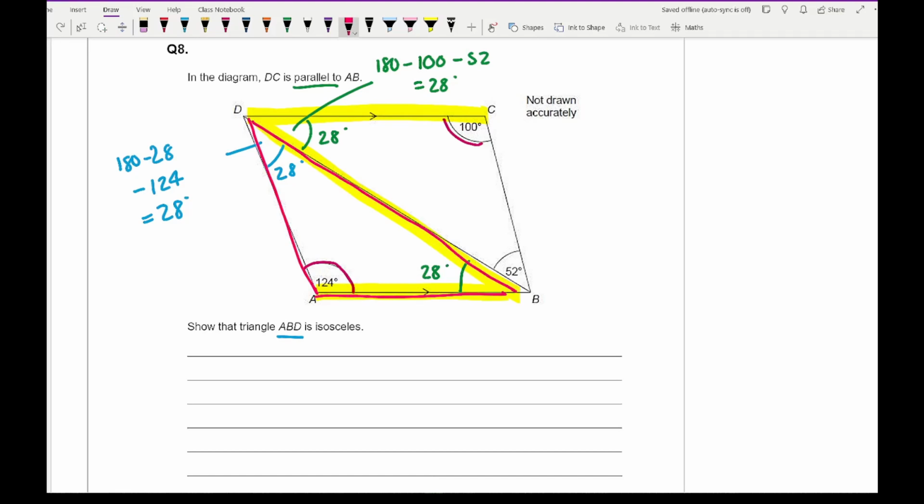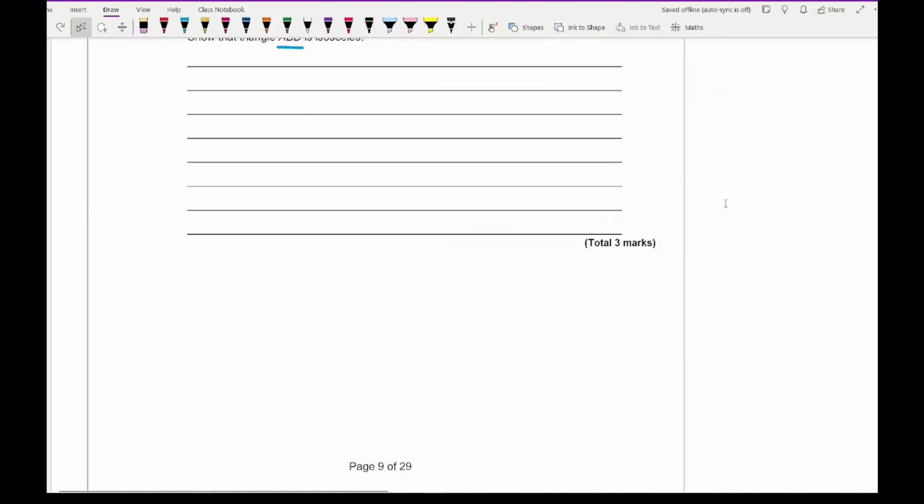So here, what we can then say is as ADB is equal to angle DBA, then triangle ABD is isosceles because we've got two equal angles.